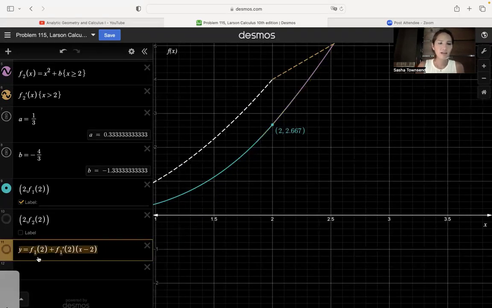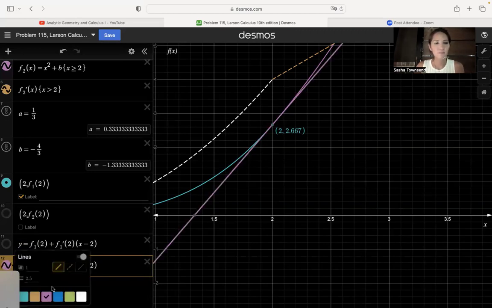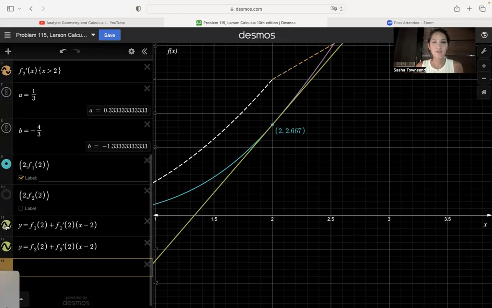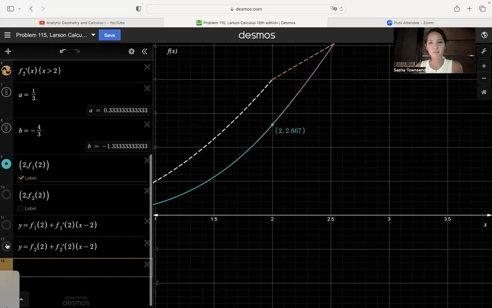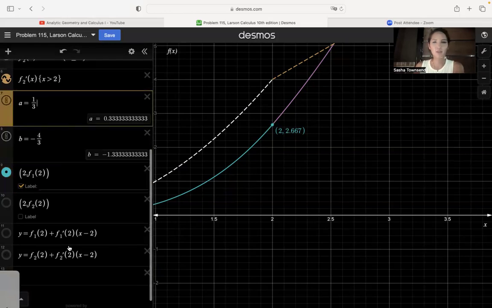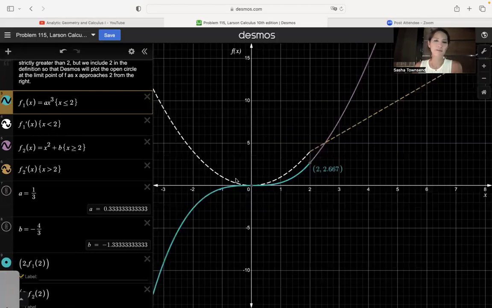Now, if we've done everything correctly, if we use the branch on the right rather than the branch on the left, they should be equal. And they are. So perfect. The derivative from the left and the derivative from the right are the same, and therefore the tangent lines are the same. That's just a quick way that we can check, and we can also check visually. Kind of like that problem.